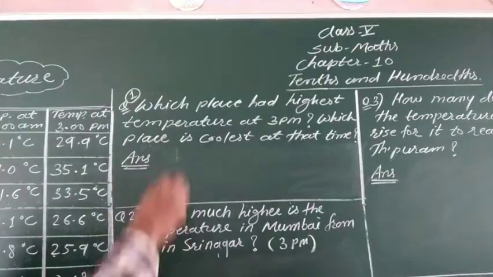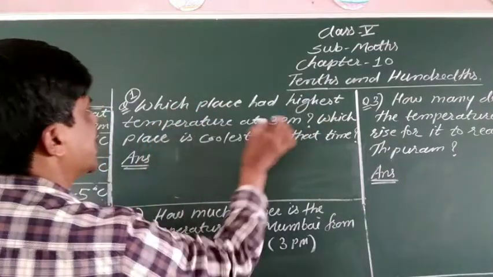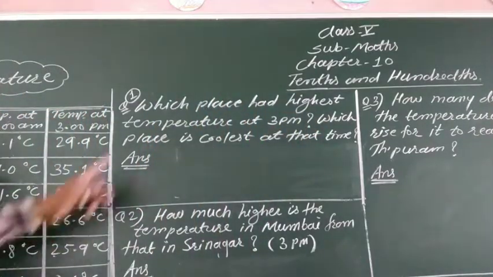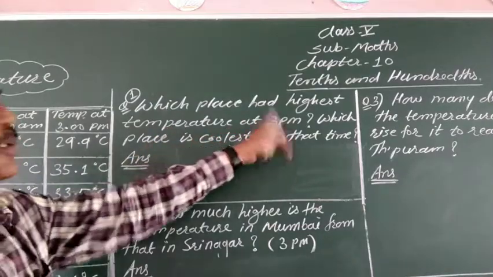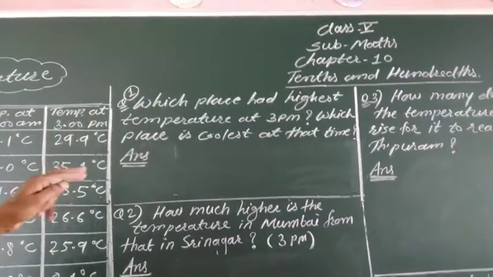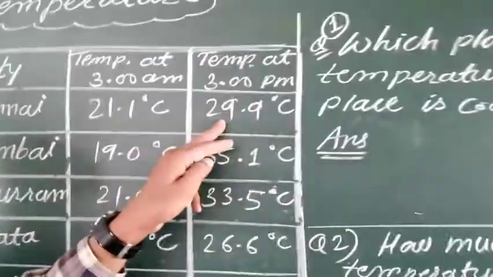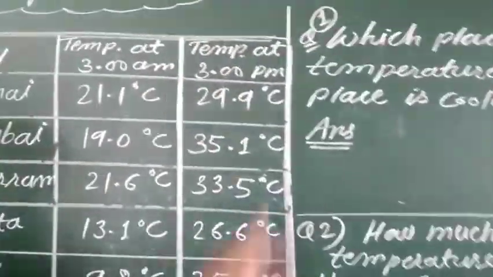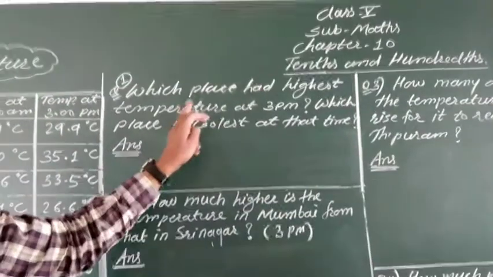See, which place had the highest temperature at 3 PM? So for this answer, we have to see the table of 3 PM only. We have to see the temperature which was noted at 3 PM. So from this chart, from this column, we will get the answer of this question. See, which place had the highest temperature at 3 PM?